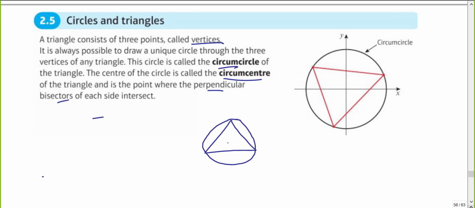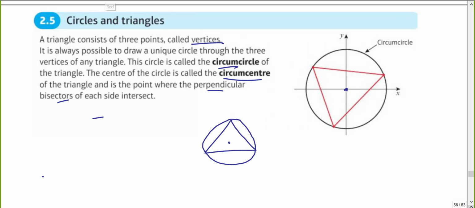The center of the circle is called the circumcenter of the triangle. You see, this point is the center of the circle, like here. This is the circumcenter. If I ask you what's this, you say this is the center of the circle. For the triangle, this point is called the circumcenter. What's special about the circumcenter?